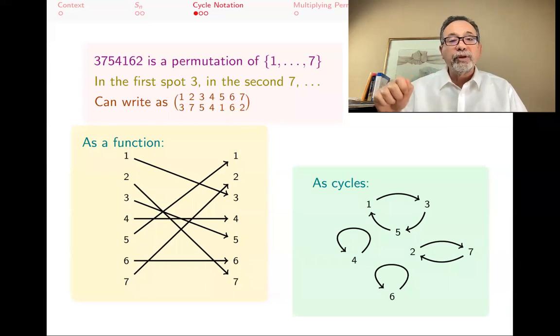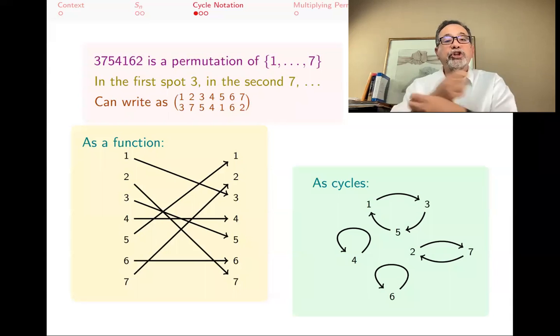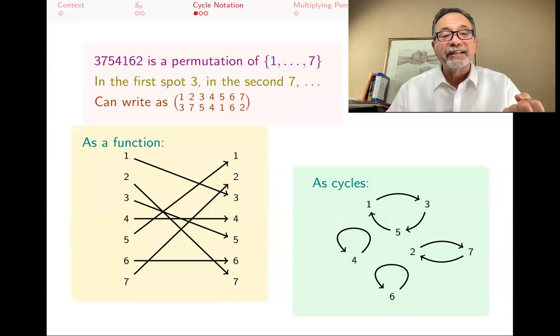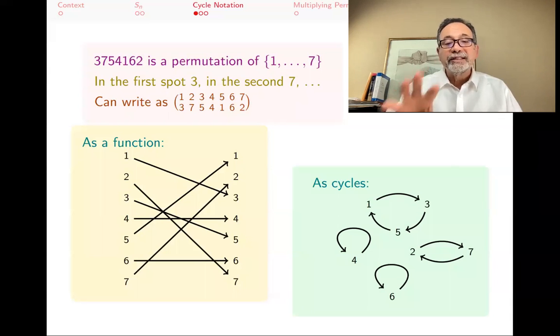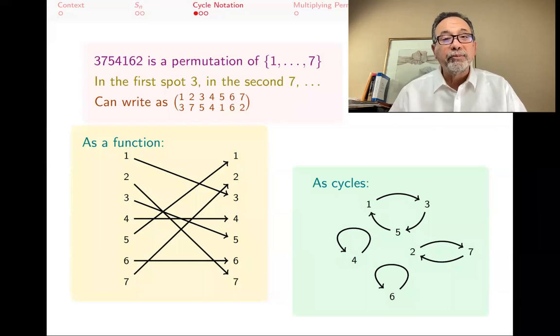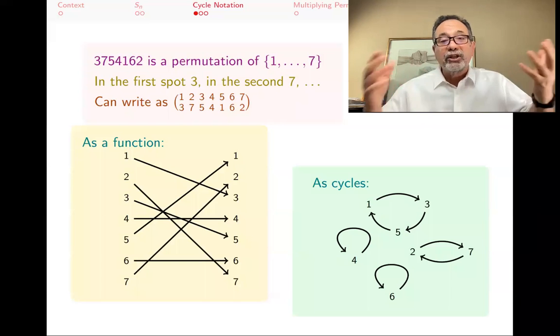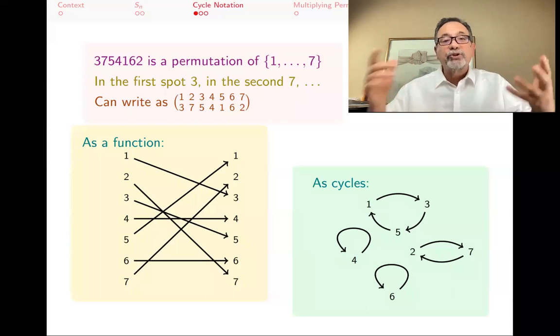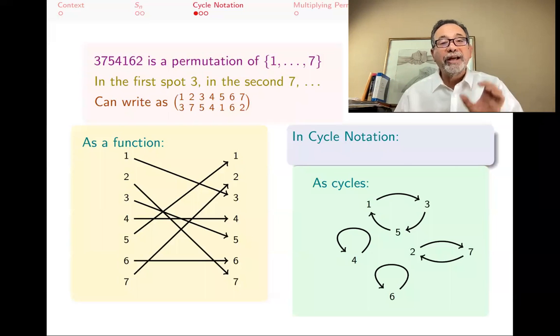It's taking 1 to 3, 3 to 5, 5 to 1, switching the place of 2 and 7, and fixing 4 and 6. To group theorists, this is the best way of writing a permutation, except if n is large, it's not practical to actually draw them. What we do is we write each of these cycles in parentheses. We start with the parentheses.